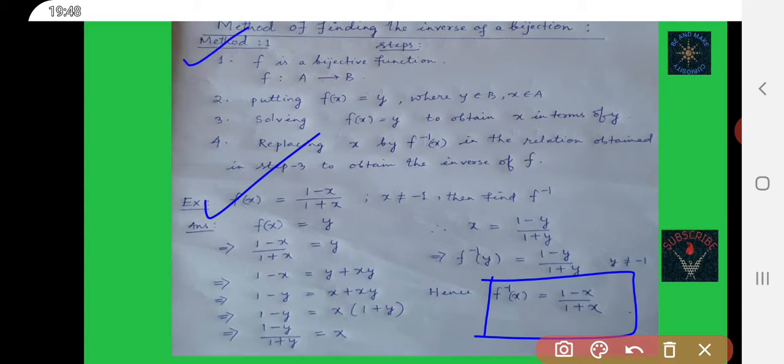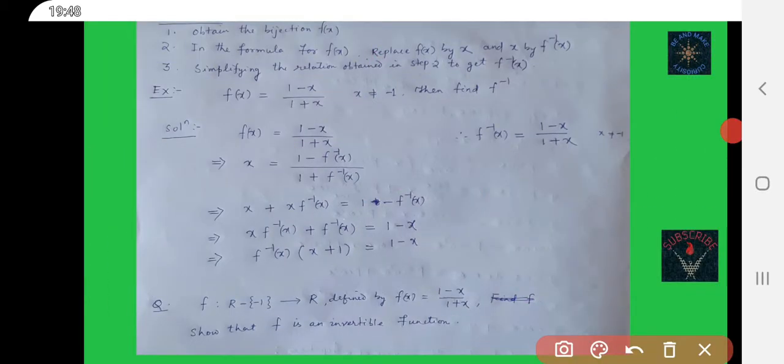Now come to method 2. Here in method 2, first thing you must have to check whether the function is bijective or not. If it is bijective, then you proceed. If it is not bijective, then no need to find the inverse, because inverse does not exist for not bijective function.